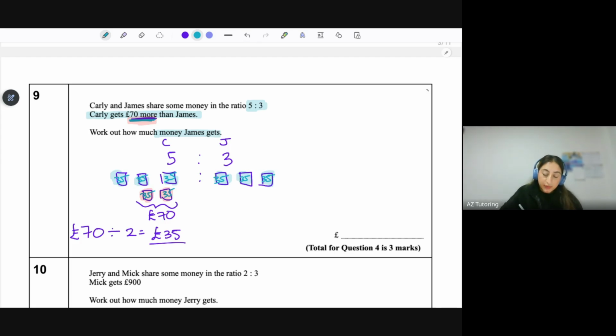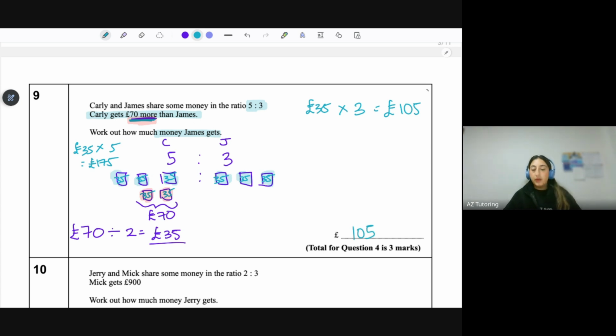So now we can say how much money does James get? James gets £35 times by how many parts has he got? 3. £35 times 3 is just £105. That's how much he gets in total. If the question asks you to find the total amount, you're going to do 35 times by 1, 2, 3, 4, 5 parts. 35 times 5 is just 175. So Carly gets £175 altogether, and James gets £105.